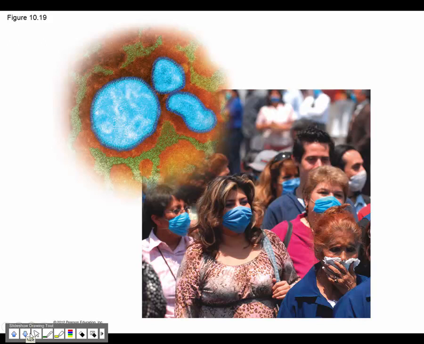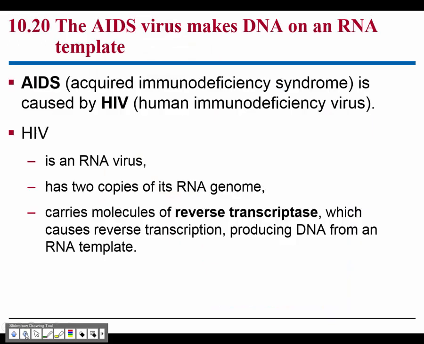If it's an airborne virus, a lot of people start wearing masks and things like that to help protect themselves against the virus. So HIV, acquired immunodeficiency syndrome. It's an RNA virus, has 2 copies of its RNA, and carries molecules of reverse transcriptase. This causes reverse transcription, producing DNA from an RNA template. So instead of going from DNA to RNA, it can go from RNA to DNA. It has a high mutation rate.